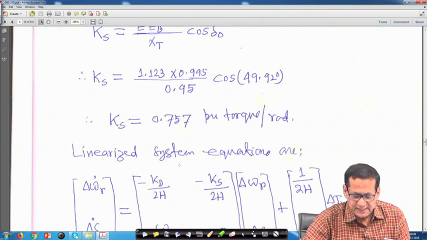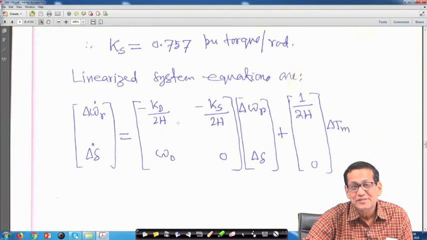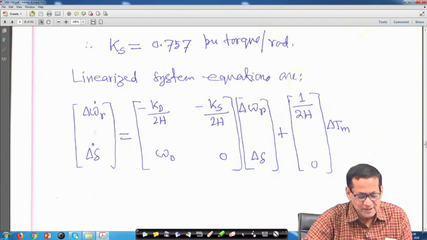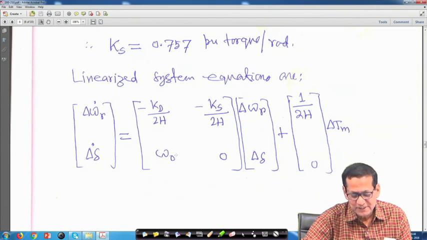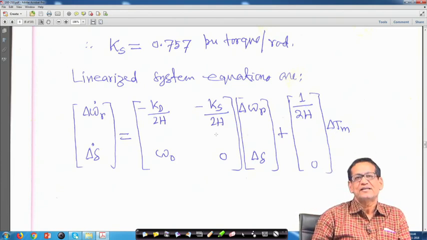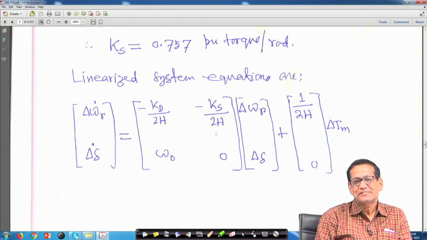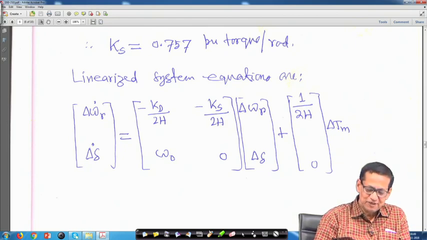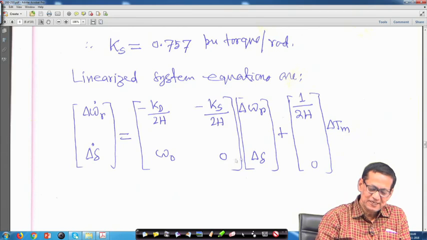The linearized system equation we have also seen in that swing equation: delta omega dot, delta delta dot is equal to minus k d upon 2 h, minus k s upon 2 h, omega 0, 0, times delta omega, delta delta, plus 1 upon 2 h, 0 times delta T m. This equation we have seen before, right. I did not write the equation number, but it is the same linearized system equation that we derived in the swing equation topic. Go back to that swing equation topic and this equation, right.